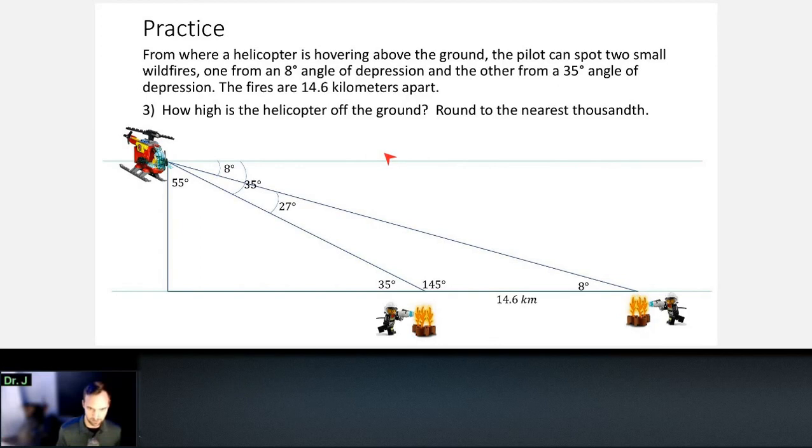So there's at least two ways that I can think of to do this problem. Actually, I can think of three ways off the top of my head to do this problem. There might be a fourth, but I can't think of it.